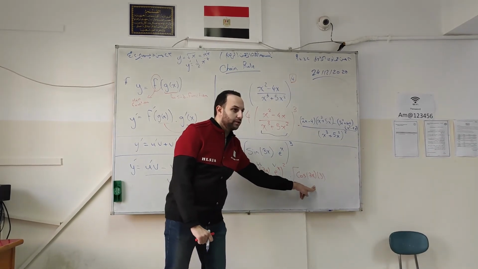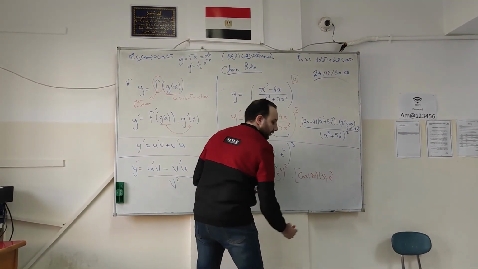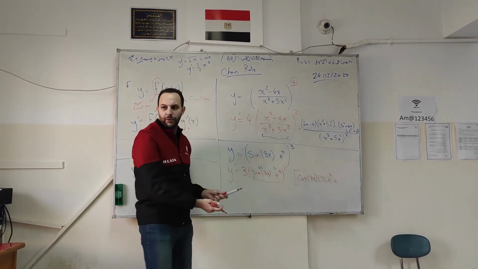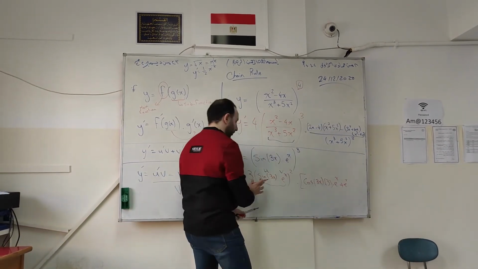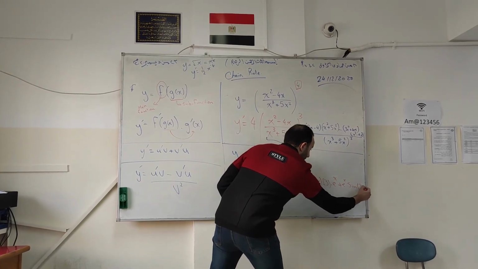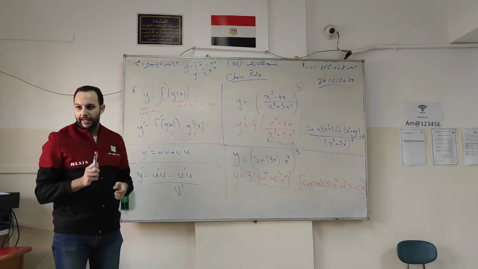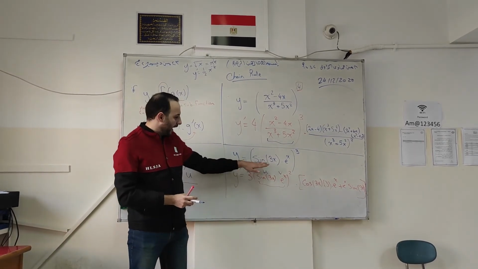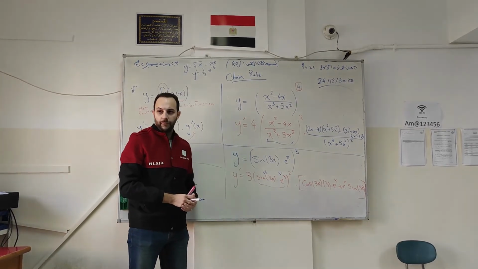That's U dash. Times V. What's V? E power x. Plus V dash. What's the derivative of E power x? E power x, over 2, times U, sine 3x. Again, what do I have here, Ahmed? Focus. I have a product rule inside the chain rule.